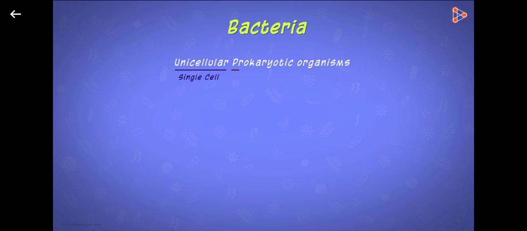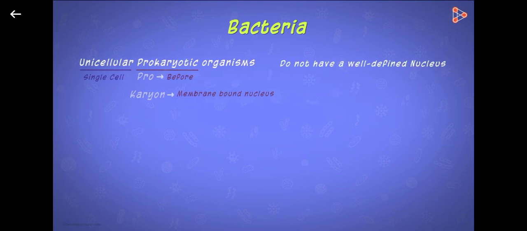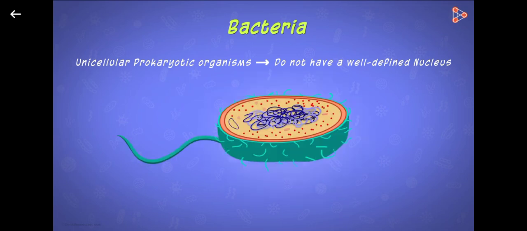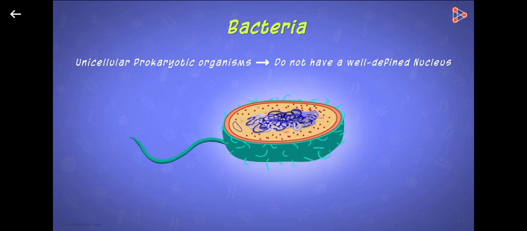And what do we mean by prokaryotic? Well, the word arises from 2 Greek terms. The term pro means before, that refers to primitive form, whereas the term karyon means kernel or nut, and here it refers to a membrane-bound nucleus. So prokaryotic organisms are those which do not have a proper well-defined nucleus. As we can see here, in these organisms, the genetic material is randomly scattered in the cytoplasm.